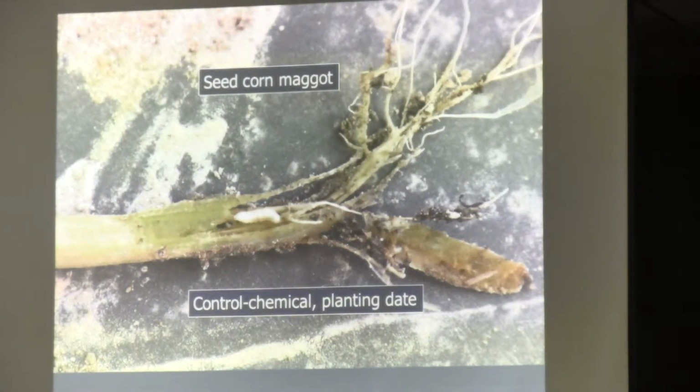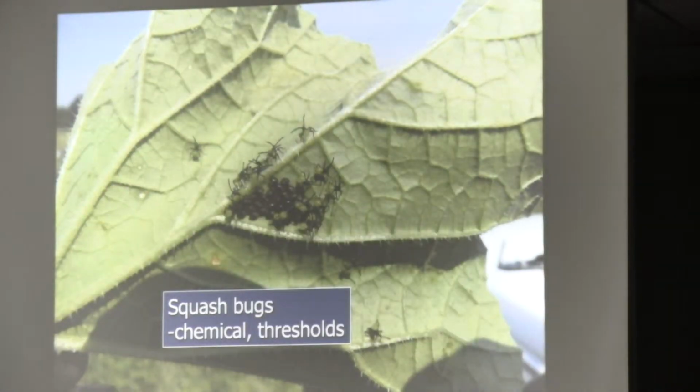Here's one of the problems which I've encountered, and actually 2 years ago, it took out an entire cantaloupe in one day. And part of that can be managed with planting dates. But this is seed corn maggot. And basically what they do is the eggs will get laid at the base of the plant, the egg will hatch, and then the maggot will start feeding on some of the roots and burrow up into the stalk of the plant and cause collapse of the plant.